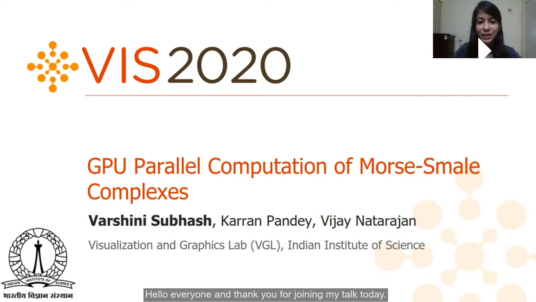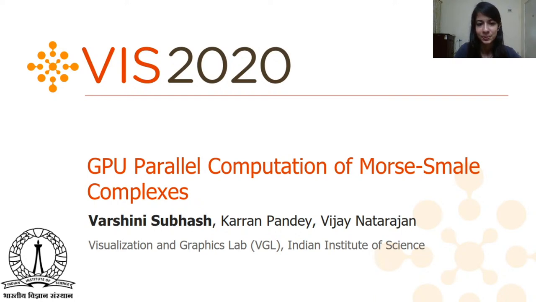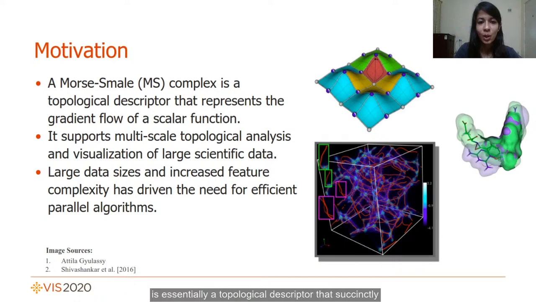Hello, everyone, and thank you for joining my talk today. My name is Varshini Subhash, and I will be presenting our paper titled GPU Parallel Computation of Morse Mail Complexes. A Morse mail complex is essentially a topological descriptor that succinctly captures the gradient flow of a scalar function. This framework allows for multi-scale topological analysis and visualization of large scientific data.